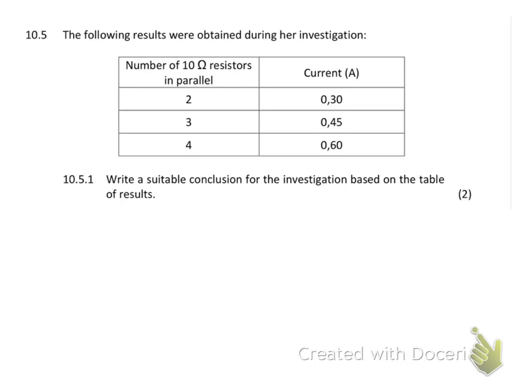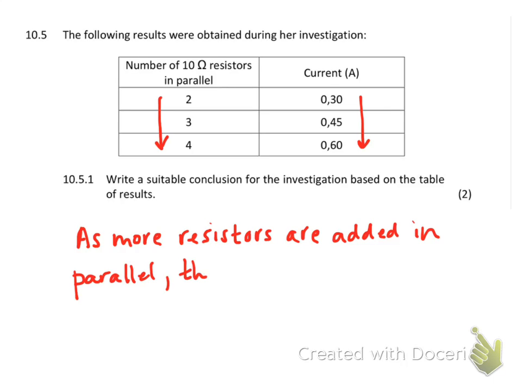Alright, the table of data is given and we're asked to write a suitable conclusion. So you have a look at how your independent variable changes. Well, our independent variable is increasing, 2 in parallel, 3 in parallel, 4 in parallel. And our dependent variable on this side, the current, clearly increases: 0.3, 0.45, 0.6. So when we're stating a conclusion, we state our independent variable, as more resistors are added in parallel, and then we state the effect on the dependent variable. In this case, the current increases.